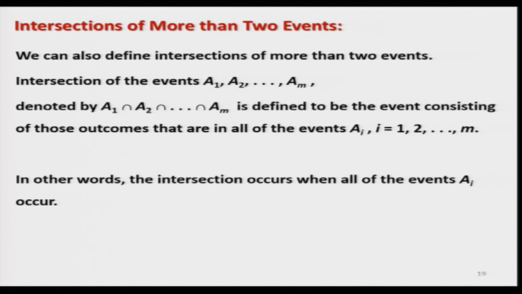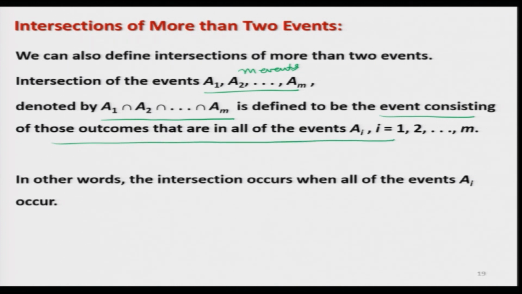Right. Now, as we have defined the union of more than two events, similarly I can also define the intersection of more than two events. Suppose I have M events, say A1, A2, up to AM, then the intersection of these events is defined as A1 intersection A2 intersection up to AM. This event consists of those outcomes that are in all the events A1, A2, up to AM. In very simple words, the intersection of these events occurs when all the events Ai occur. So this is how you can define the intersection of more than two events also.